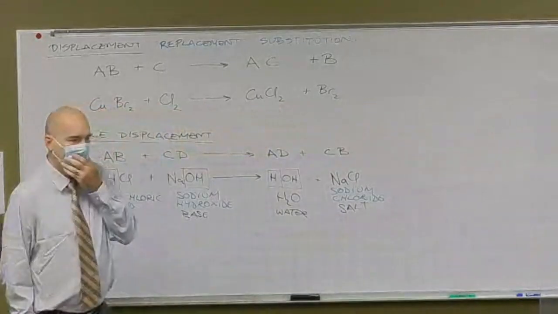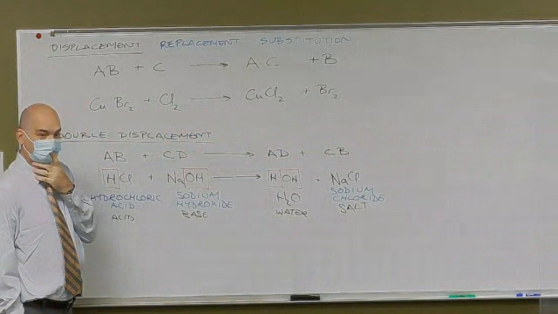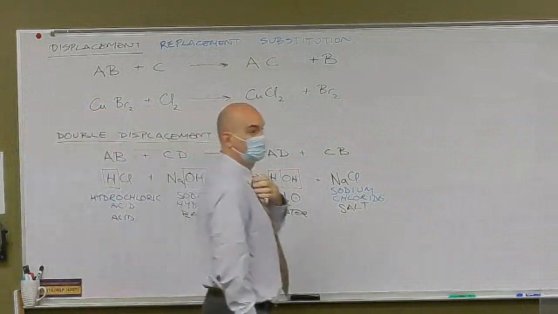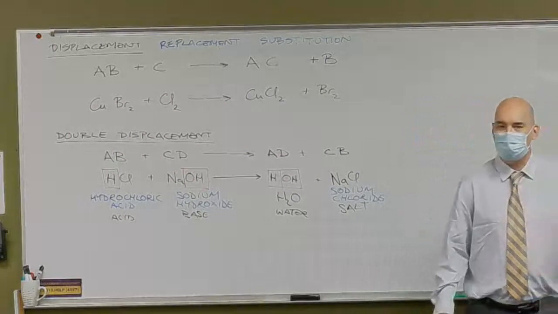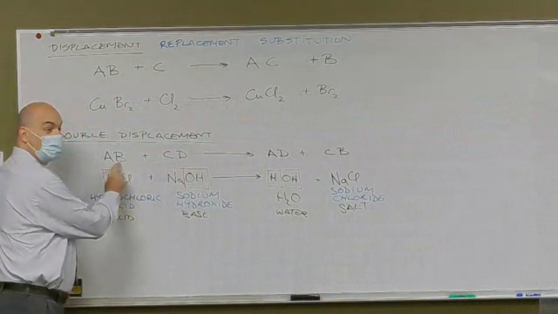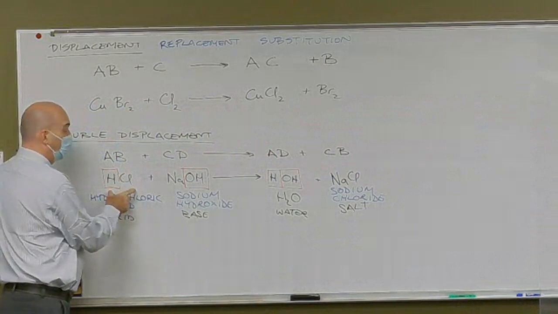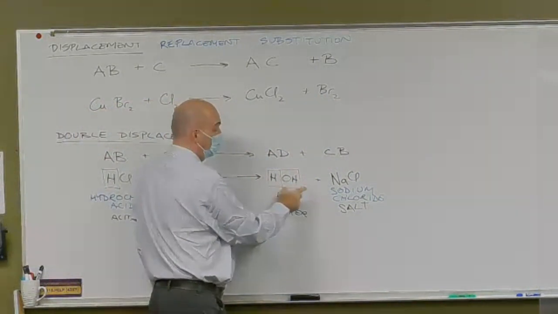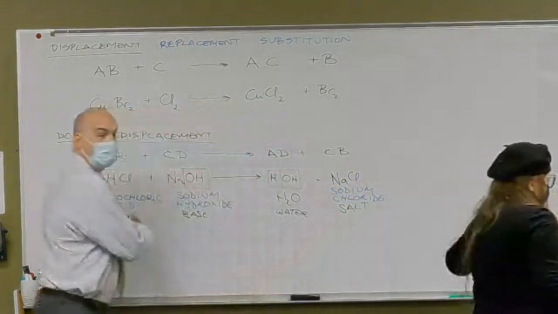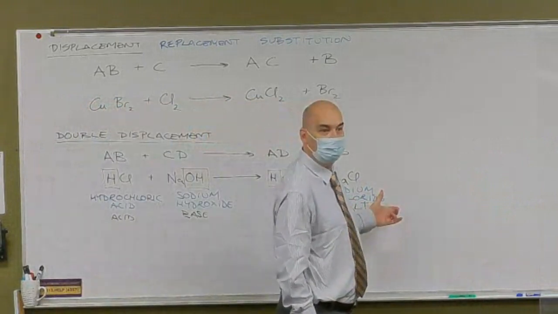Name me another acid. Come on, it hasn't been that long. We did them on the board a couple of days ago. We named 4 or 5 acids. Nitric acid. So if I switched out this chlorine for an NO3, this would read HNO3 plus NaOH makes H2O and NaNO3. Acid plus base still makes water, but now my salt is sodium nitrate instead of sodium chloride.